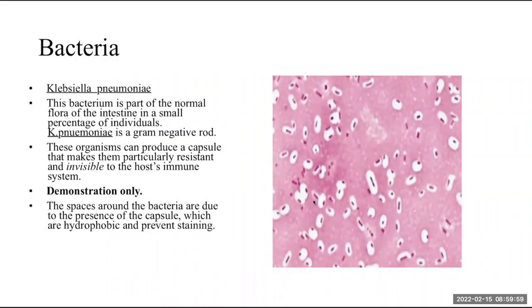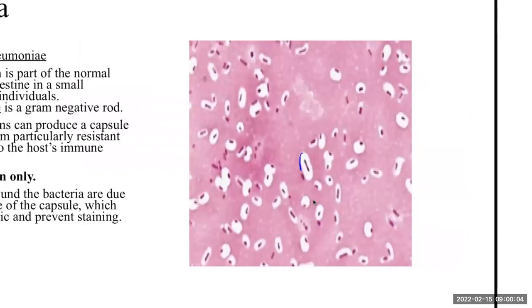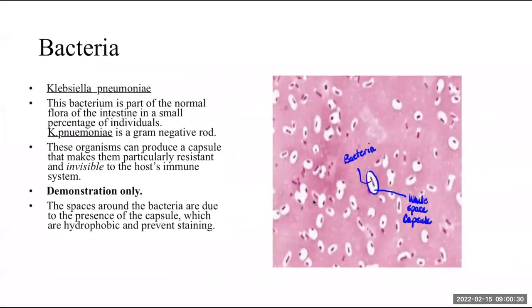The spaces around the bacteria, you can see this white space around the bacteria. So this is the bacteria, and you can see the white space. The white space is the capsule. And the capsule, just like it is invisible to our immune system, also does not stain very effectively. It's very hydrophobic and it repels stain.